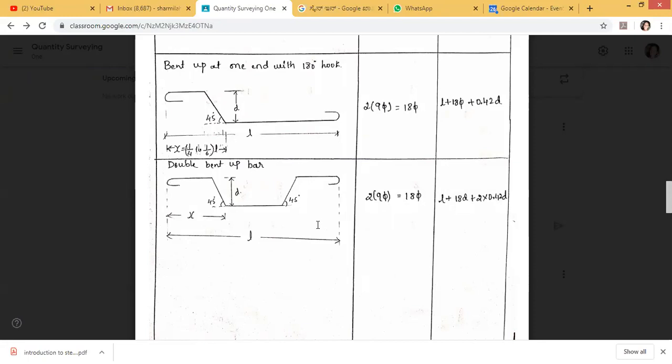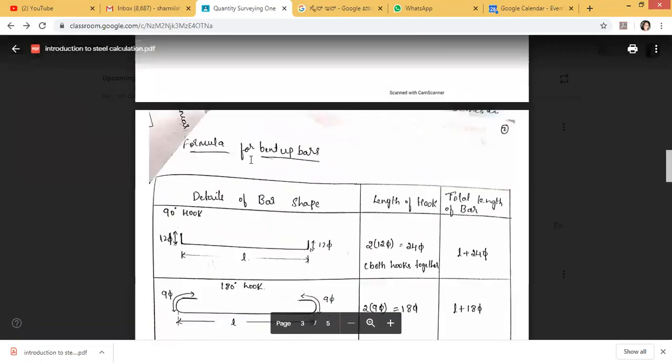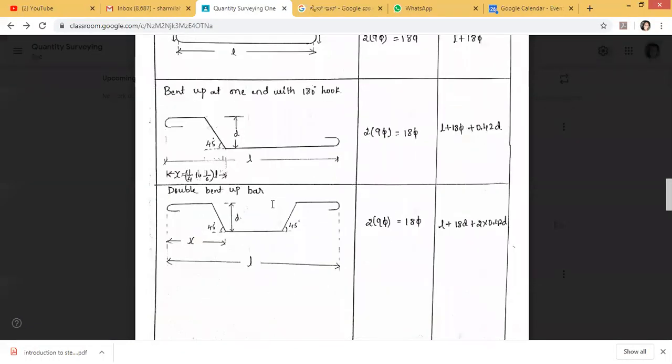Sometimes if double bent up bars are given, they will directly consider it as d. If you multiply these two, you will get 0.84 d, which is approximately equal to 1 d. So you can directly add d here, simplifying, if it is double bent up bars. And I told you about this 2 times of dia. This dia is the dia of the bar which you're considering. Suppose you're taking 12 dia of the bar for these bars, you have to write 18 into 12, so you can directly substitute. Okay, so this is how you should calculate the length of the different shapes of the bars.